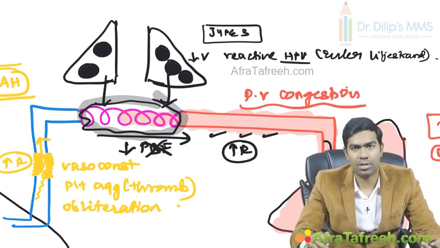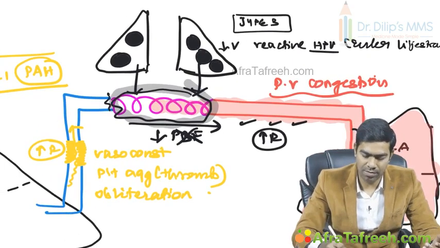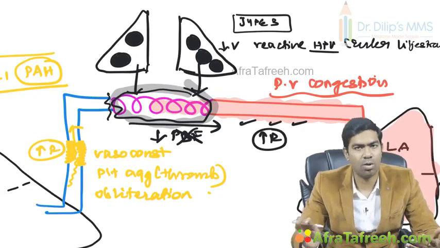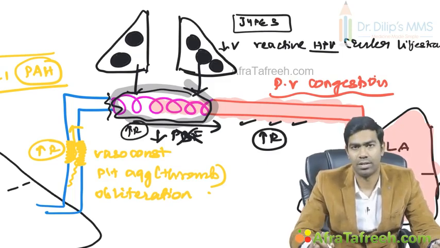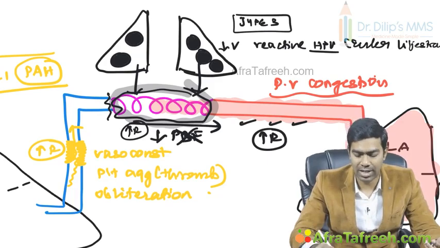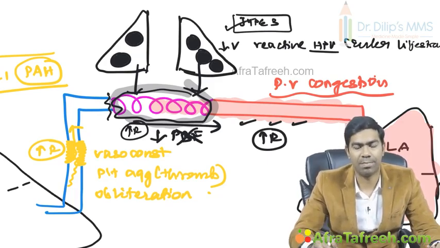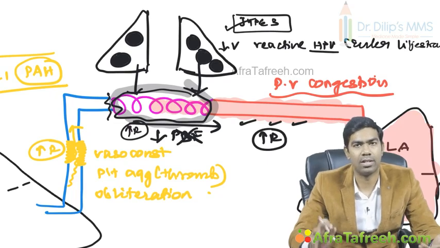So because of this hypoxic pulmonary vasoconstriction, the blood finds very difficult to move out of this vasoconstricted area, which means again the site of resistance is the lungs itself here. Clear? So that's why this is called a type 3 pulmonary hypertension or pulmonary hypertension due to chronic lung disease.